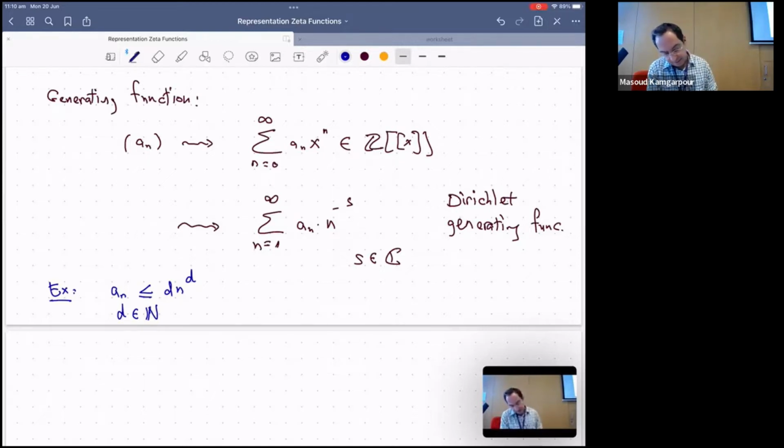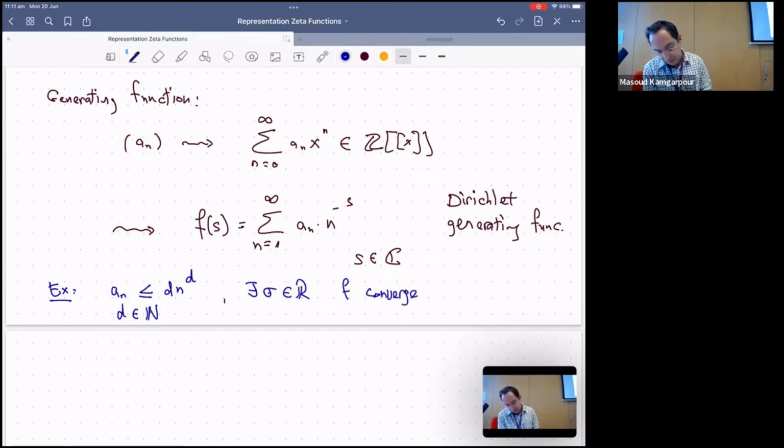then this power series, which I will maybe now give a name, at this point just call it f of s, then there exists a real number sigma such that f of s converges on a half plane with all the elements with real part of s greater than sigma.